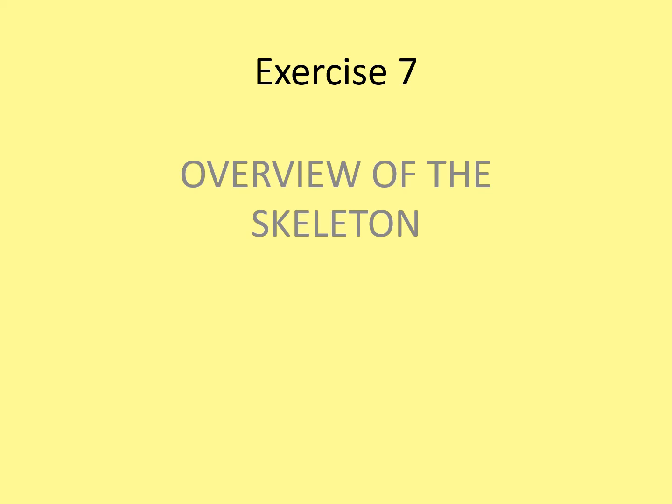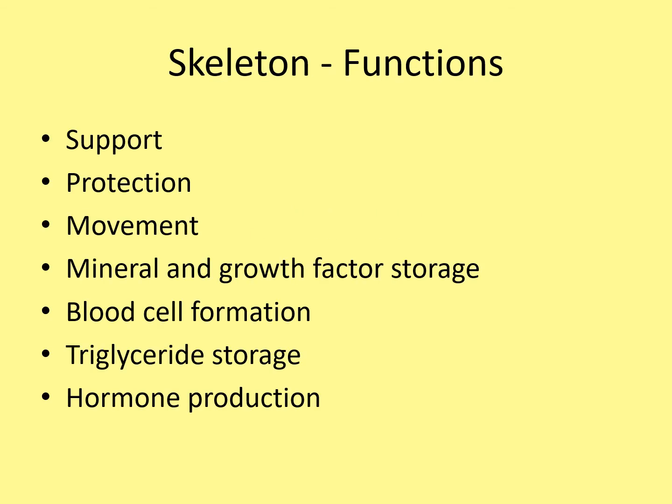Exercise 7 is an overview of the skeletal system. The function of the skeletal system is number one for support. It also provides protection, allows for movement because the muscles are attached to the bones. It functions also in both mineral and growth factor storage, blood cell formation, triglyceride storage, and hormone production.